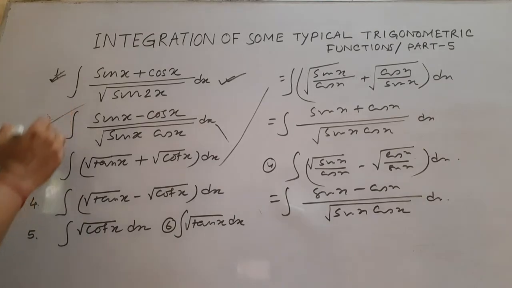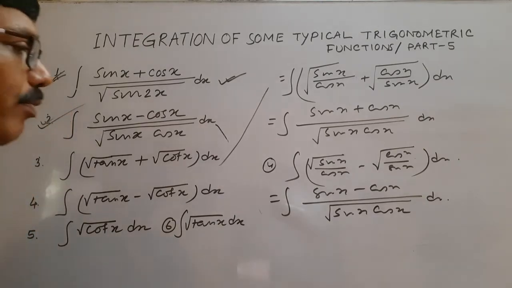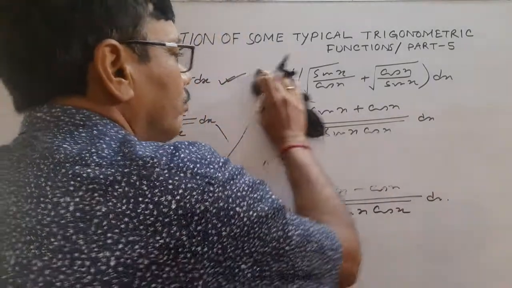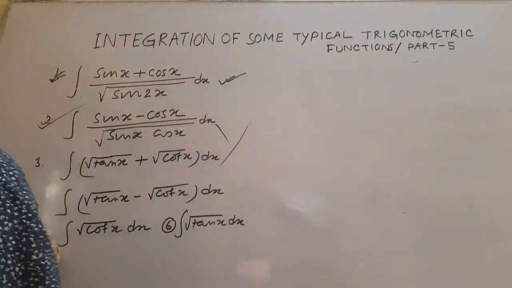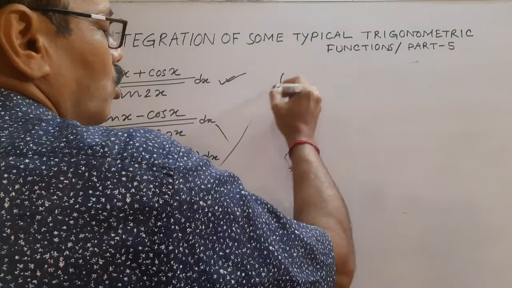So 1, 2, 3 and 4. Next, problem number 5. Integral of root over cot x dx.